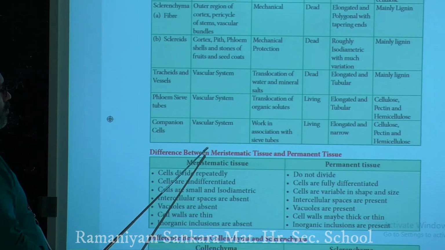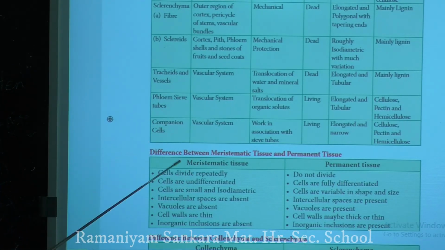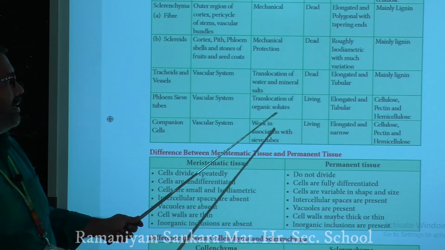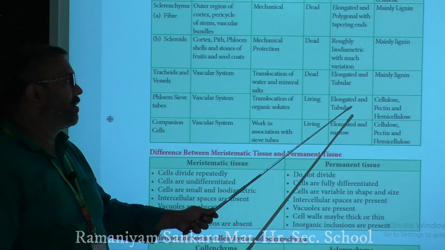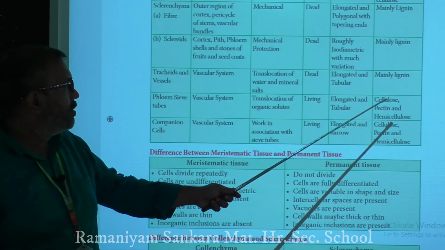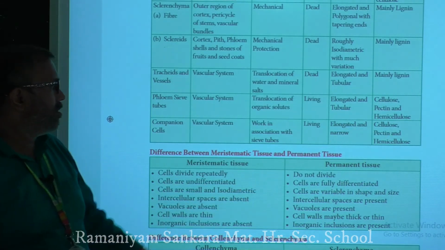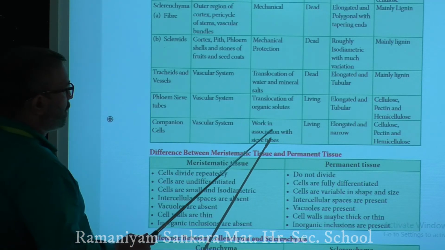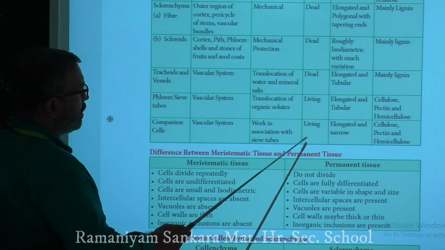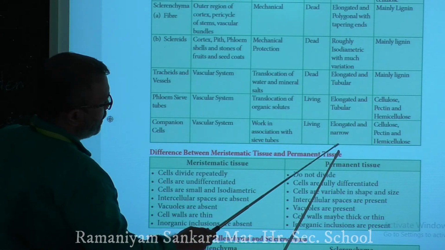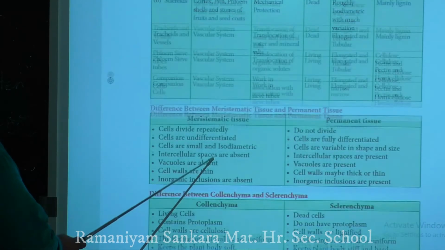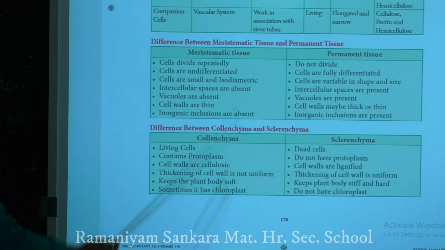Next one, phloem: sieve tubes and accompanying companion cells. They are in the vascular system, for translocation of organic solutes. Living tissues, elongated and tubular; the cell wall contains cellulose, pectin and hemicellulose. Companion cells are in the vascular system and work in association with the sieve tubes. Living, elongated and narrow, with cellulose, pectin and hemicellulose present. So next, that difference is also very important.